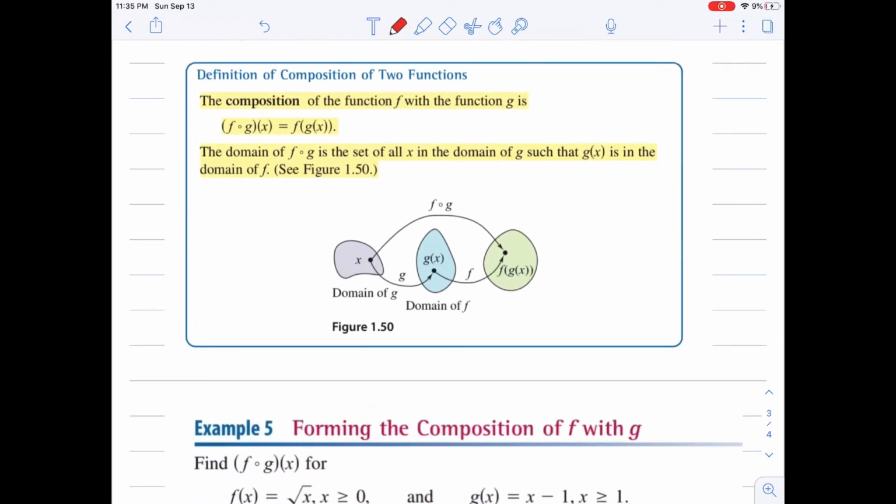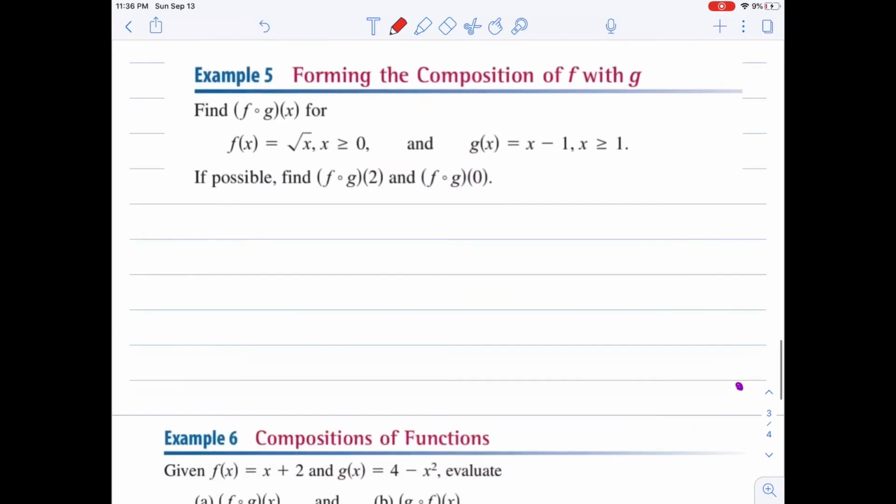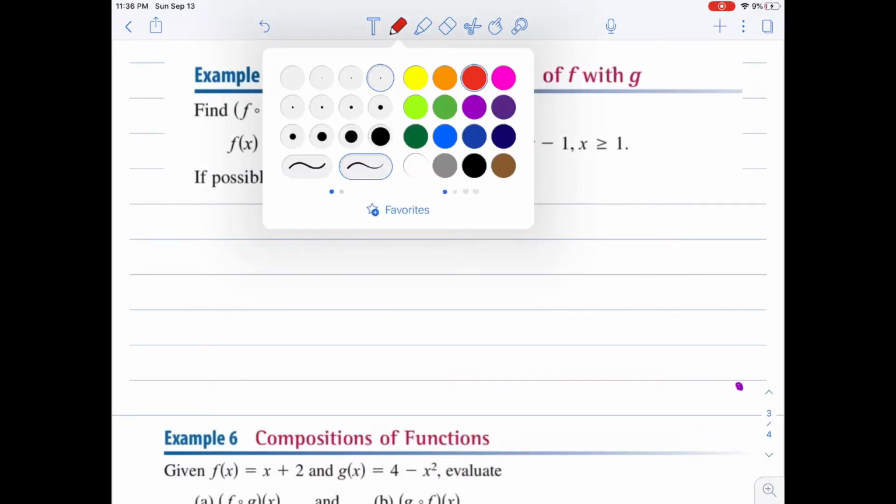Okay, and this is just a little visual of how the composition of a function works. If we put in x, we put it into g of x, and then we're putting g of x into f of x. So instead of going like that, we can go straight to f of g of x. So let's talk about that.